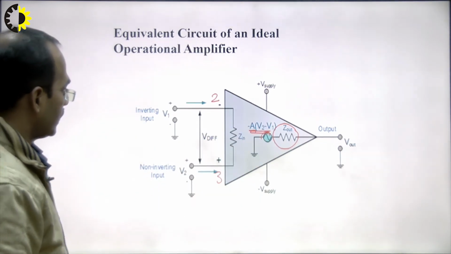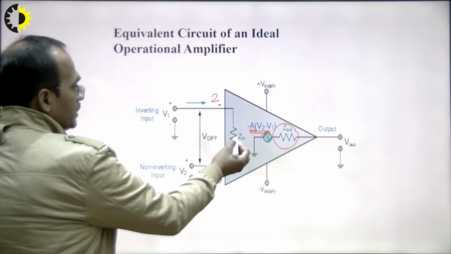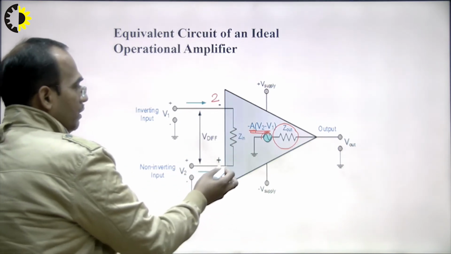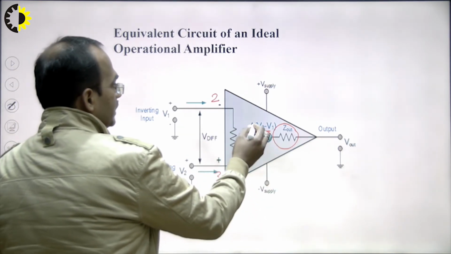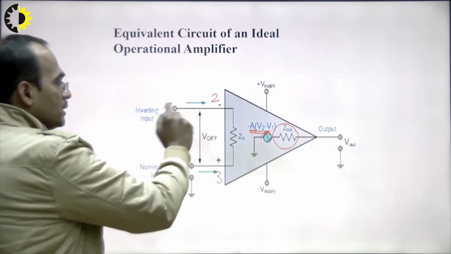And here I have applied the two inputs V1 and V2, and this is the input impedance Zin. So, what will be the output? Output will be the gain multiplied by V2 minus V1.